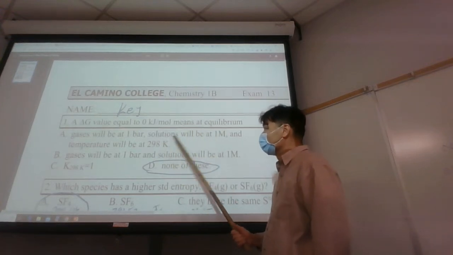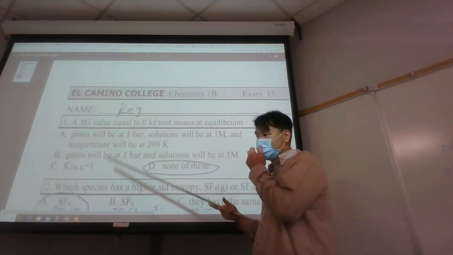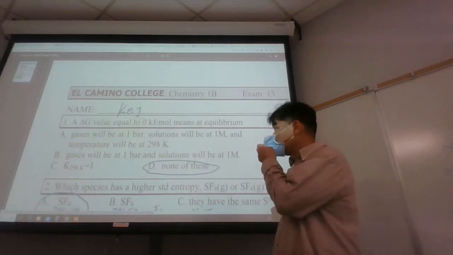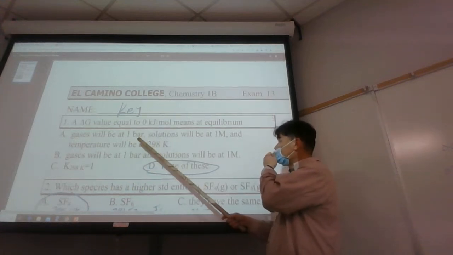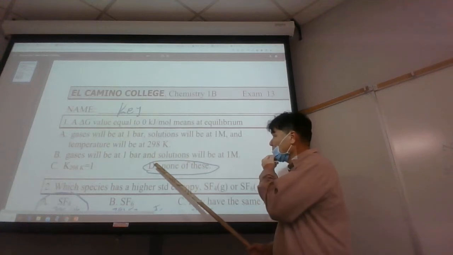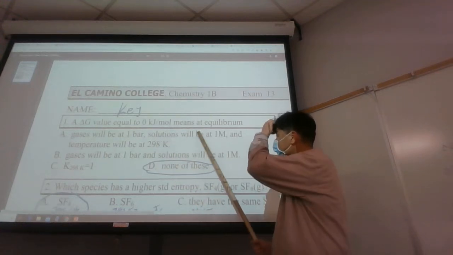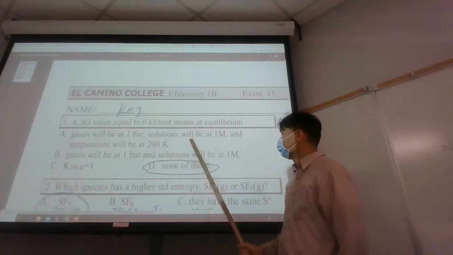There's no driving force for forward reaction or reverse reaction. And so that means that Q is equal to K, basically. But K, what does K mean? K doesn't always mean that we have 1 bar, 1 molar. Gases will be at 1 bar, solutions will be at 1 molar. That's not necessarily one. These are what we call standard thermodynamic conditions.